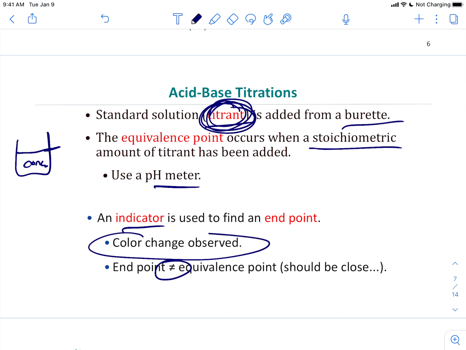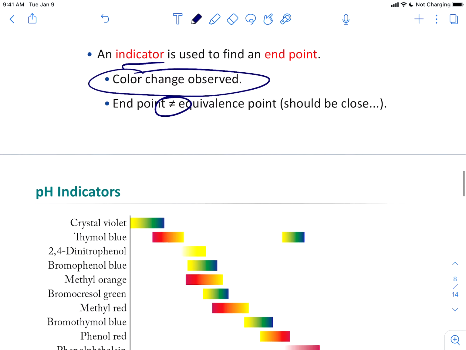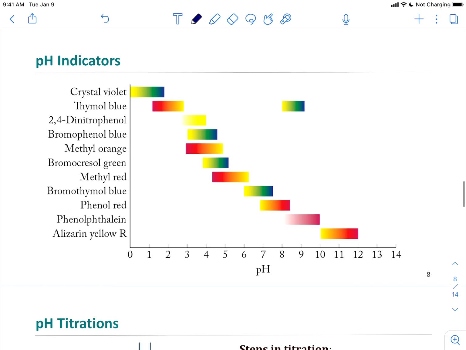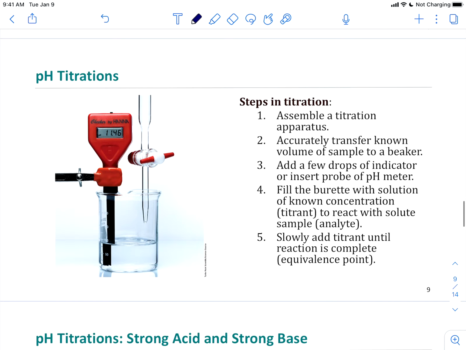But what you're going to be looking for is a color change. So you'll choose an indicator based on what you expect as far as your equivalence point is going to be. And you'll see the range of colors for those indicators. So a titration then, you've got, this is a nice digital one, pH meter here. And here's your burette. Where you're going to use indicators, you're going to look for changes in color in the lab.